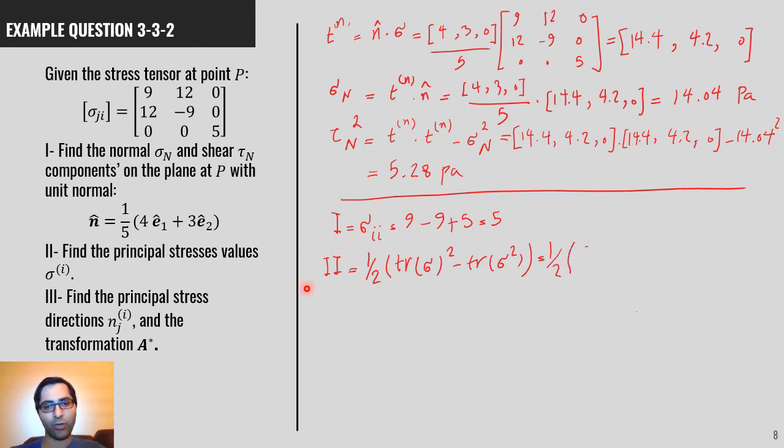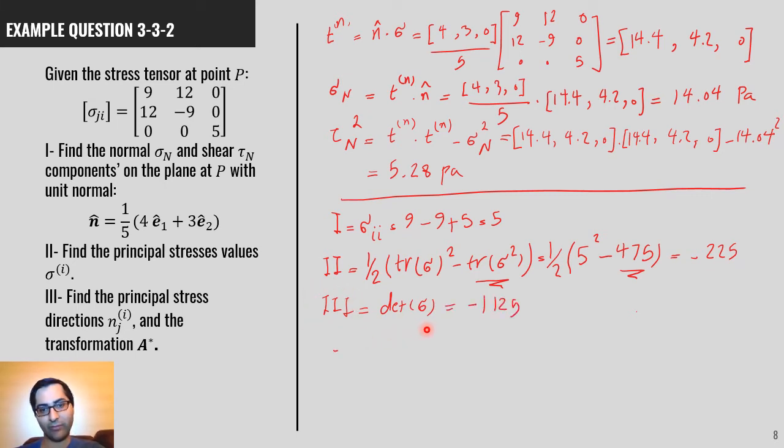For the second part, first we need to find the invariants. The first invariant is the trace. The second invariant is half of trace square minus trace of sigma square. I've already calculated that. It becomes minus 225. The third invariant is the determinant of the stress tensor. I calculated that with MATLAB, minus 1125.